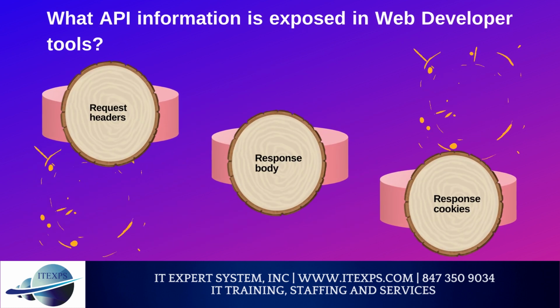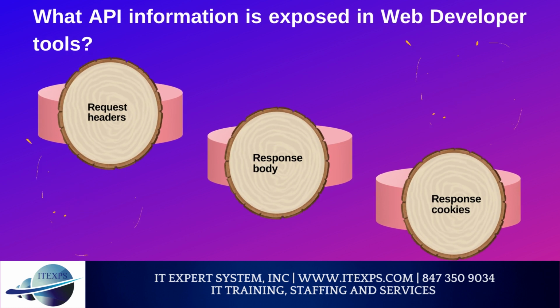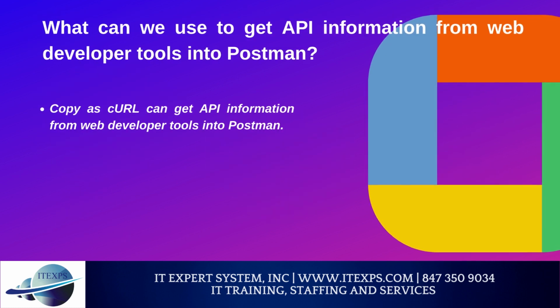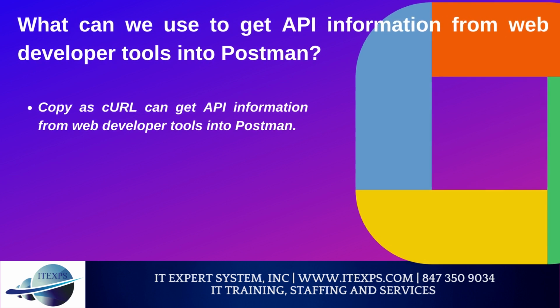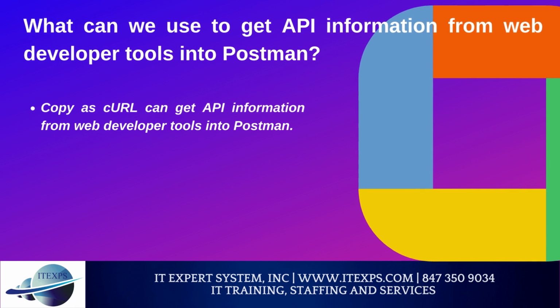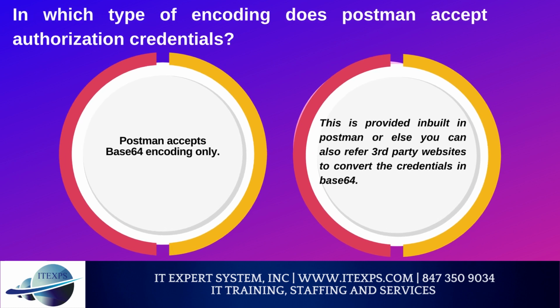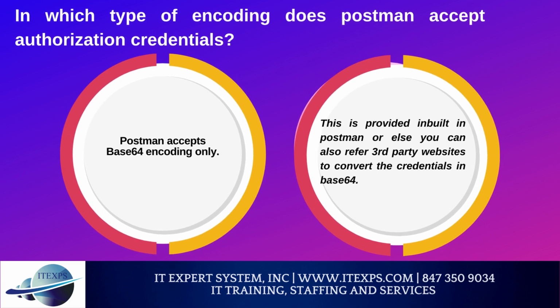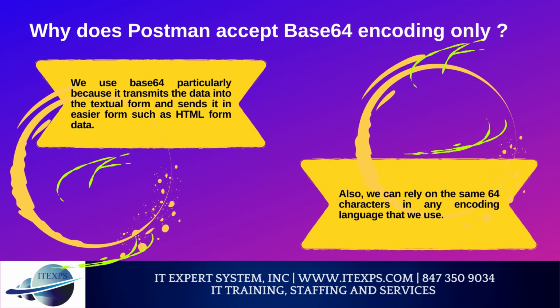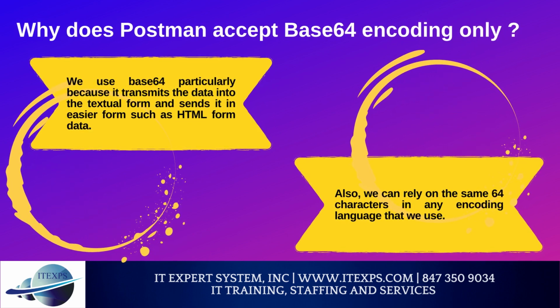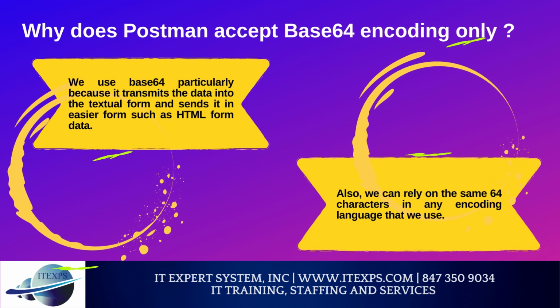7. What API information is exposed in web developer tools? Request headers, response body, response cookies. 8. What can we use to get API information from web developer tools into Postman? Copy as cURL can get API information from web developer tools into Postman. 9. In which type of encoding does Postman accept authorization credentials? Postman accepts base64 encoding only. This is provided inbuilt in Postman, or else you can also refer to third-party websites to convert the credentials to base64. 10. Why does Postman accept base64 encoding only? We use base64 particularly because it transmits the data into textual form and sends it in easier forms such as HTML form data. Also, we can rely on the same 64 characters in any encoding language that we use.